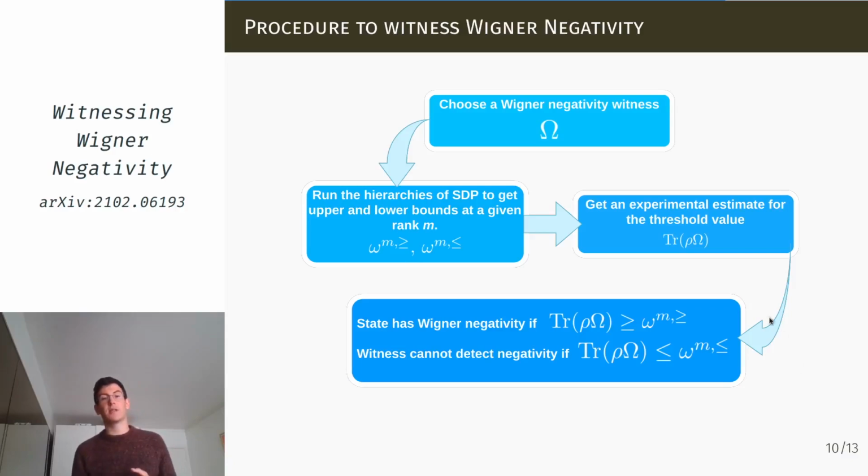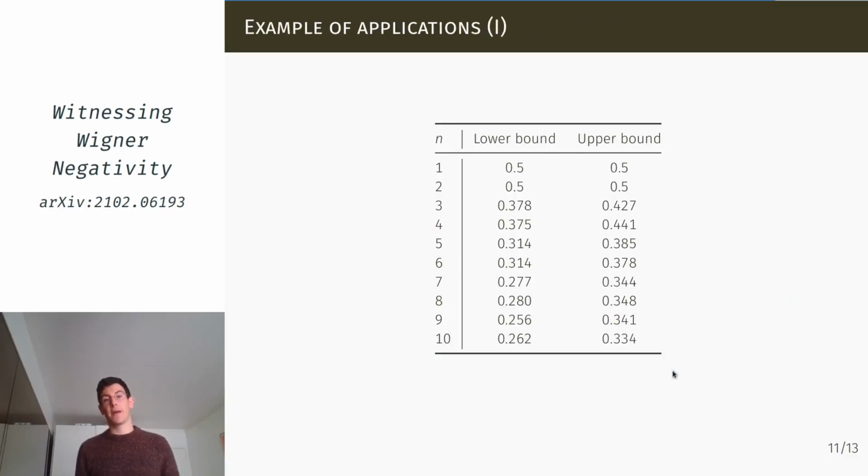Once you have these values as upper bounds and lower bounds, the threshold value, you get an experimental estimate for the expectation value with your quantum state, and now you compare. If your expectation value is greater than the upper bound, then your state is Wigner negative somewhere, and if it's less than the lower bound, then your witness cannot detect Wigner negativity, but you cannot conclude if your state is Wigner positive or Wigner negative. Okay? And now these are some examples of applications.